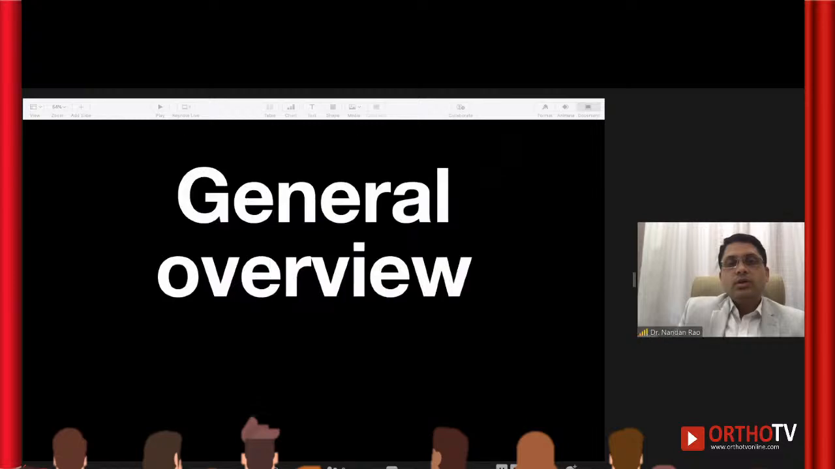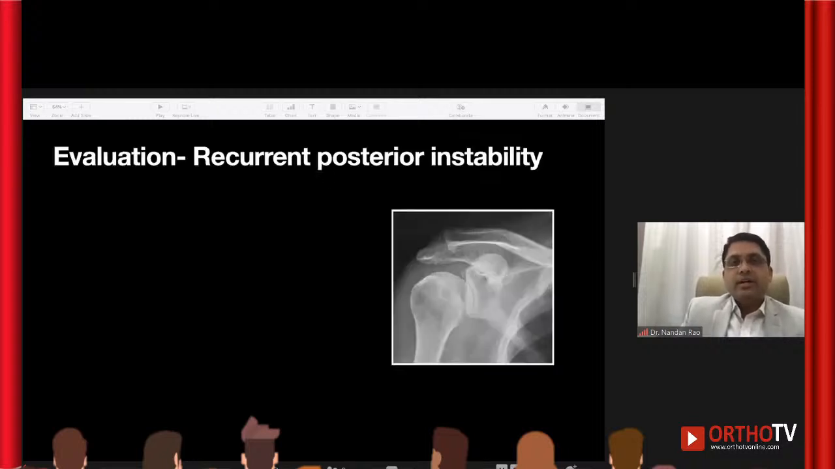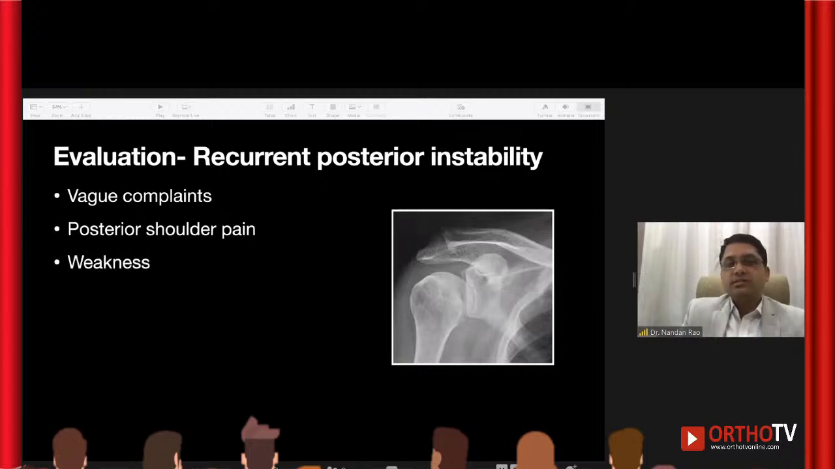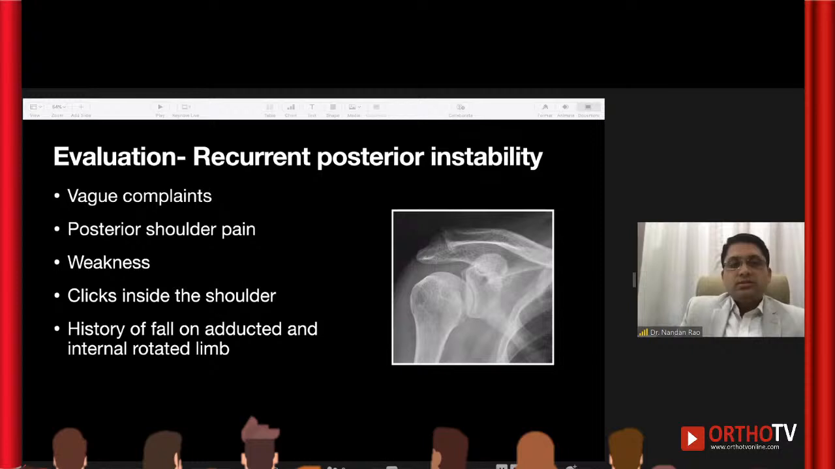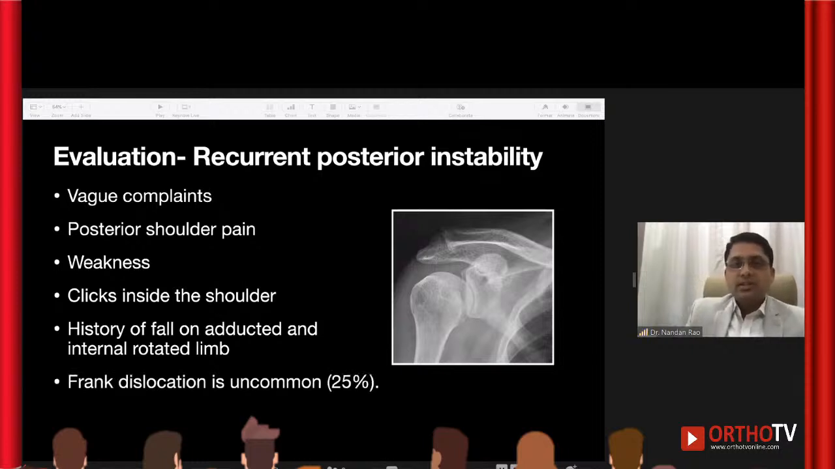So after these 3 cases, we'll move towards the general overview of posterior instability. So how do you evaluate recurrent posterior instability? Usually these patients are quite different from anterior instability patients. They do not have apprehension like anterior instability patients. They have vague complaints which include a posterior shoulder pain, weakness, clicks inside the shoulder. Some of them will come with a history of fall on adducted and internal rotated limb. Frank dislocation otherwise is uncommon in these patients.